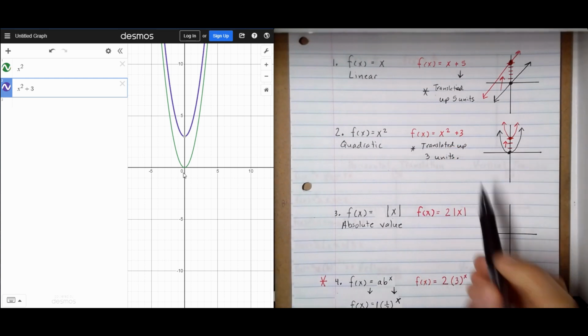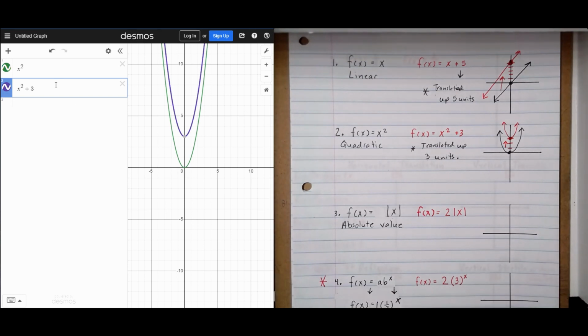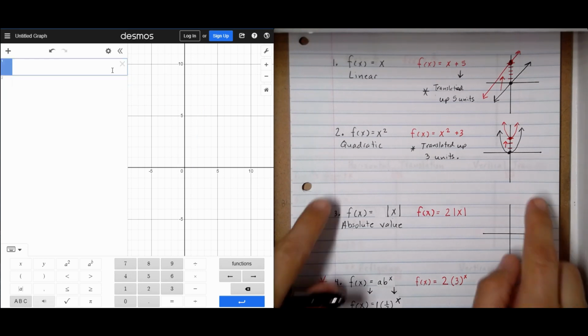So as you can imagine, if we would have had -3, it would have translated down 3 units. And I'll just show you an example of that. So let me go over here. I'm going to put -3 just so you can see. -3, it would have gone down. And once again, we're going to go into greater detail in these in just a moment. But let's just get the basics down.